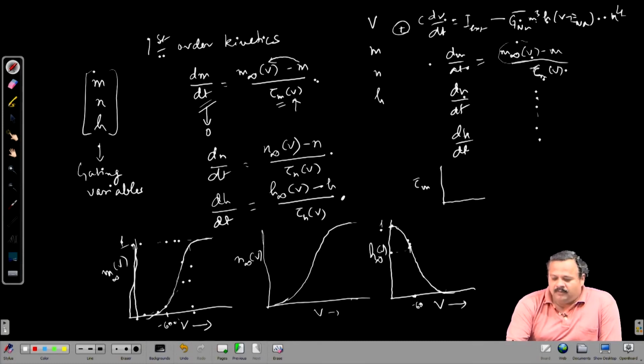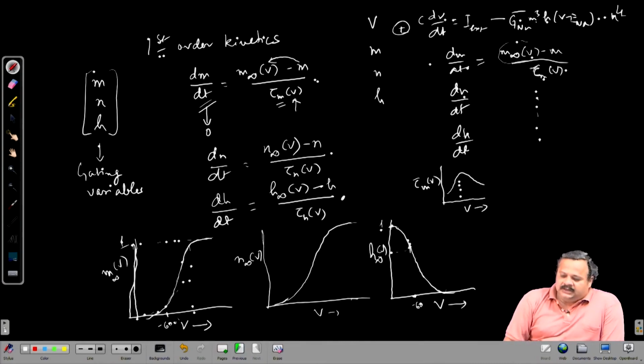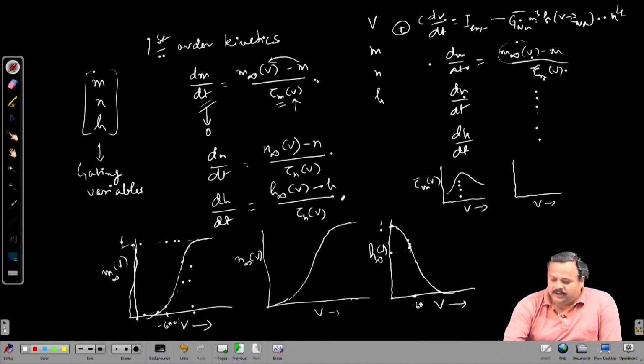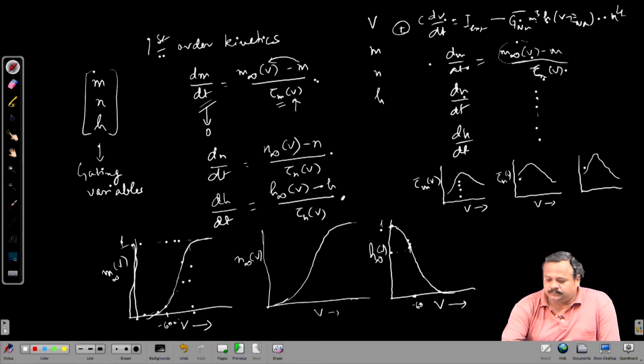And what they found in fact is that for the taus, if we plot tau m as a function of voltage, this is the voltage, then it is more like a bell shaped thing where at rest it is close to the peak value. Again the exact plots are available for you in your reading material, and essentially the nature would be something like this, a bell shaped thing. So, this is tau h(V), and this is voltage, and this is V rest or minus 60 millivolts.